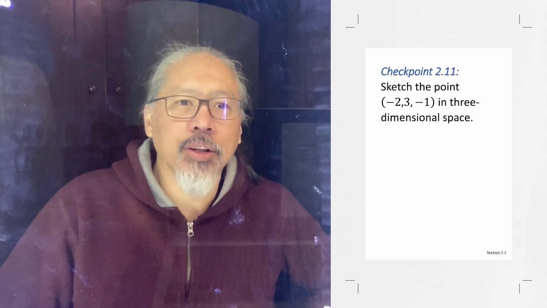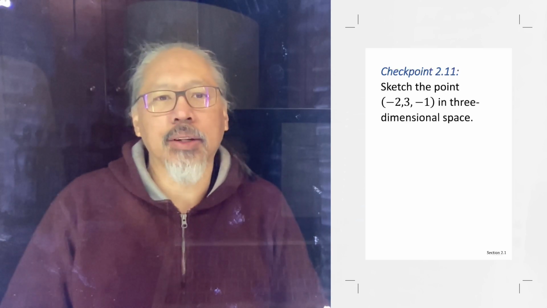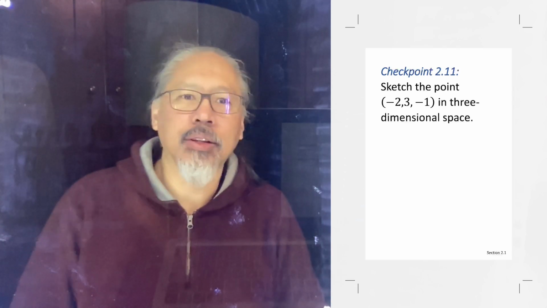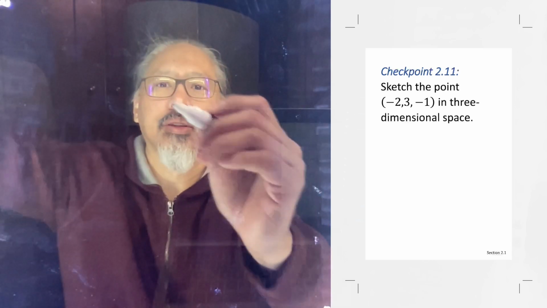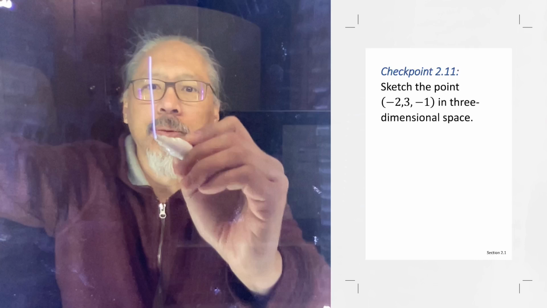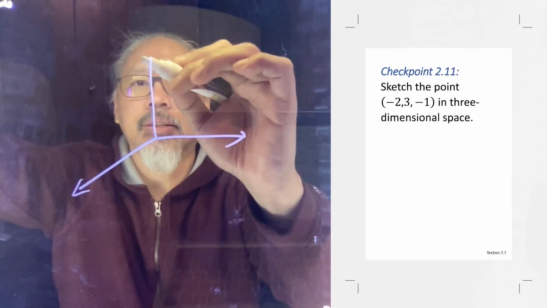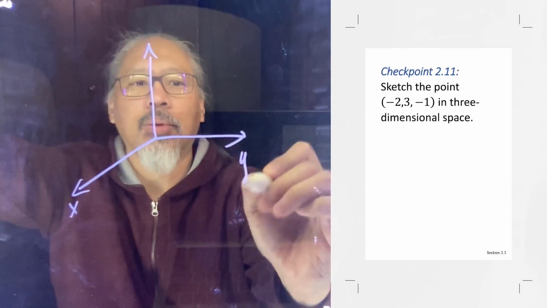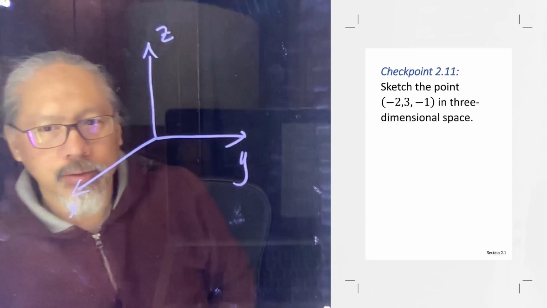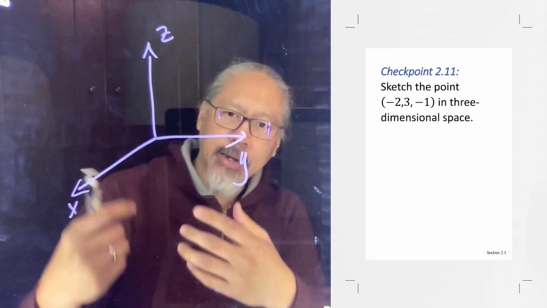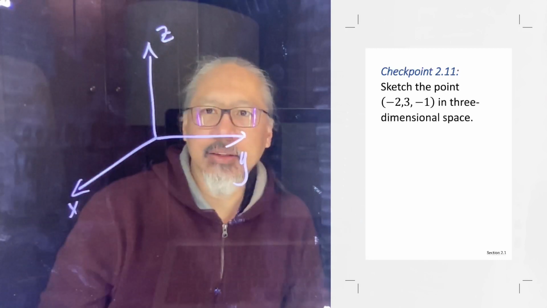We're doing checkpoint 2.11. In this checkpoint, they want us to sketch the point -2, 3, -1 in 3 dimensions. So let's first draw the 3-dimensional set of axes. We have an x, a y, and a z. We can imagine x is coming straight at us and y is going to the right and then z is going up.